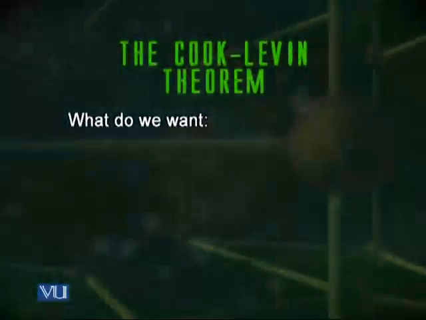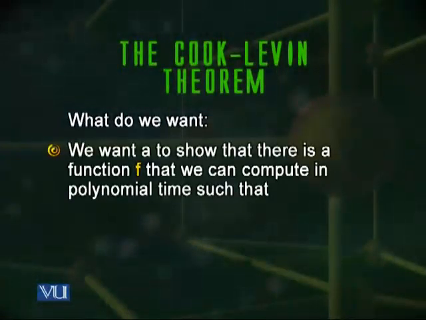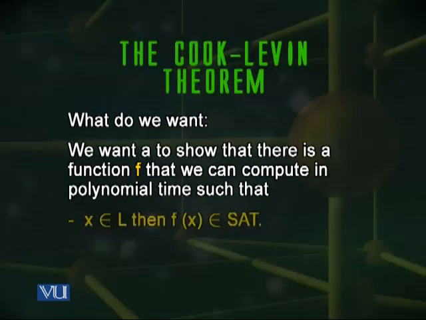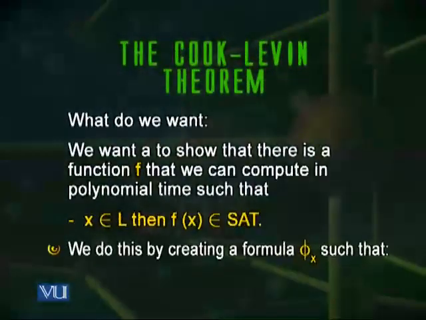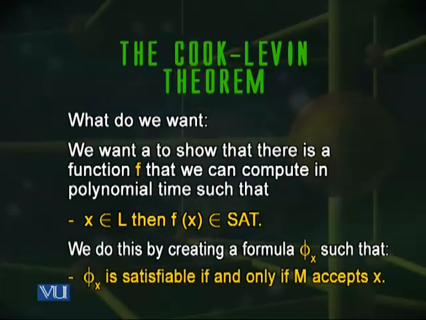Let's go further. We want to show that there is a function f that we can compute in polynomial time such that x is in L if and only if f of x is in satisfiability. Well, this is the very definition of reducibility. So what I'm telling you right now is nothing more than what is required in the conclusion of the proof. We are asked to produce a reducibility, or show that a reducibility exists. That's what we want to do. We will do this by creating a formula phi sub x such that phi sub x is satisfiable if and only if M accepts x.